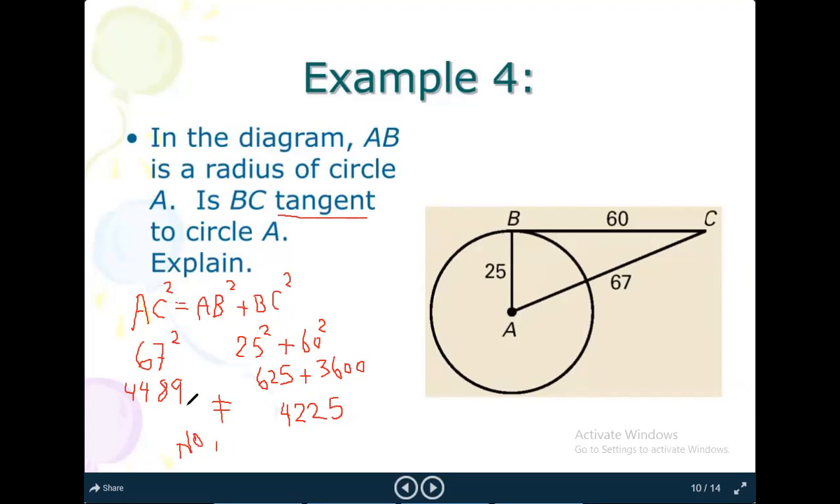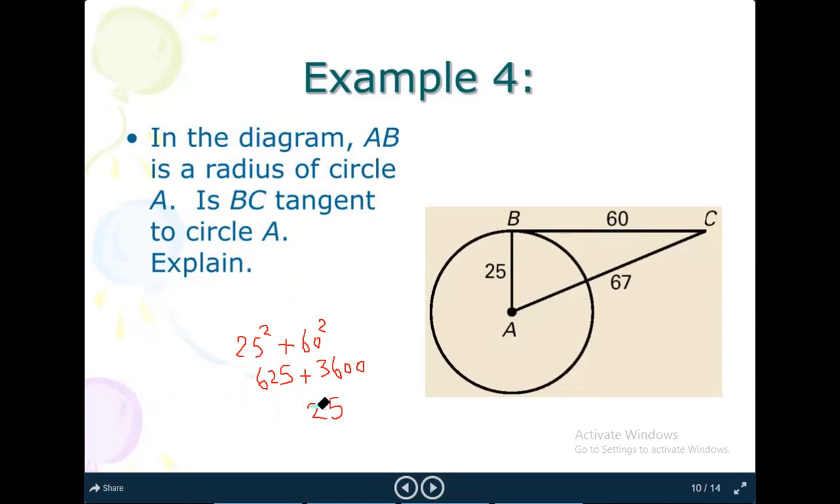Why? Because the square of the greatest side does not equal the sum of the squares of the other two sides. What if both sides were equal? Then we can say that it will be a tangent. So to prove that the line is a tangent, we will use 67 squared, 25 squared, 60 squared, and then we will compare between them this way. Understood? Yes. Let's move to the next part.